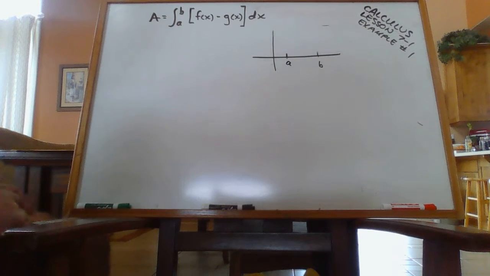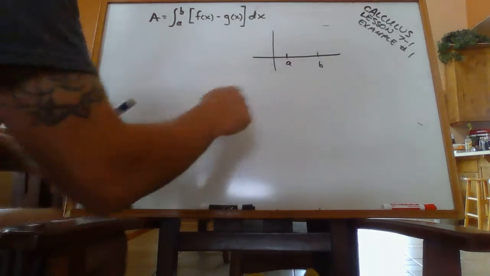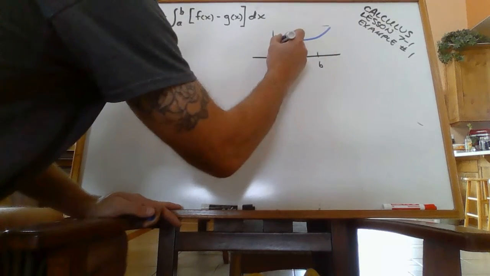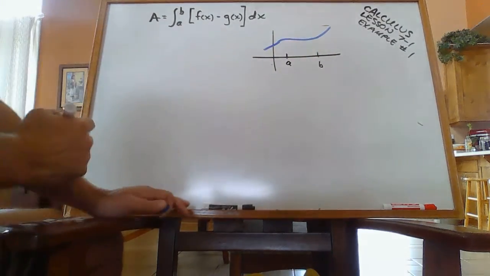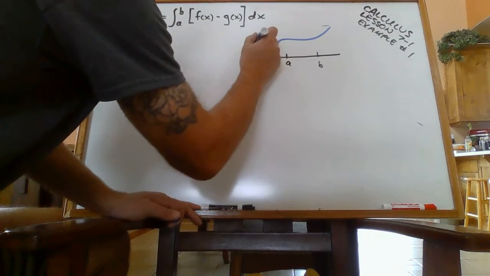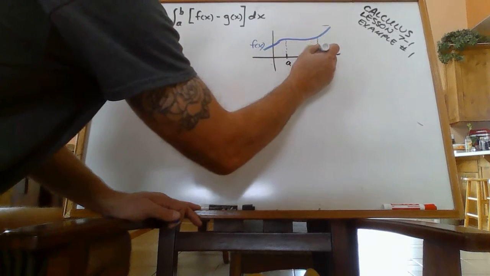Okay, today we're going to talk about the area between two curves. So remember that a definite integral is just the area underneath a curve from A to B. So if I have my graph here and I have point A and point B and I have some curve that goes something like this, then the integral from A to B of f of x is just the area underneath that curve.